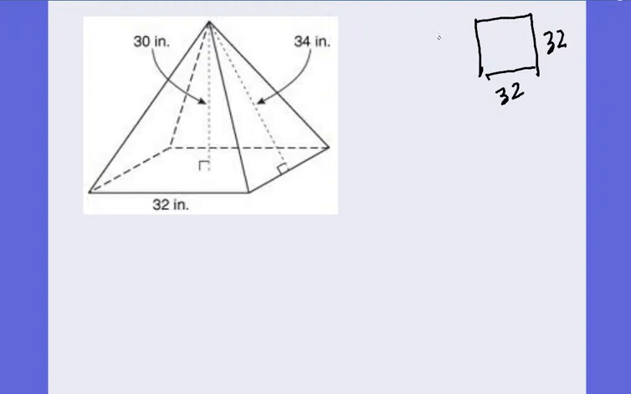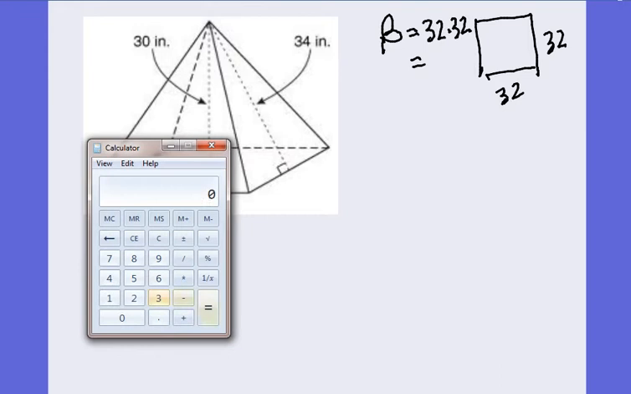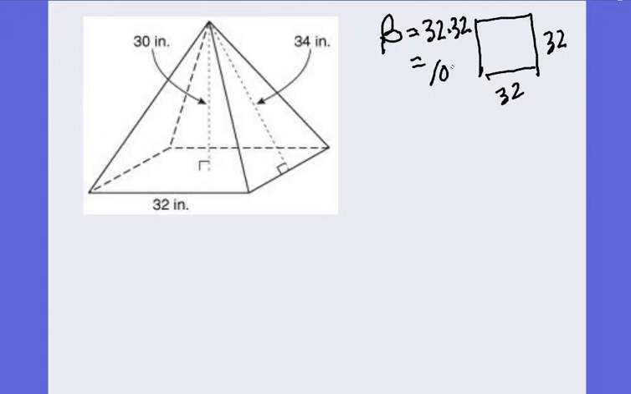In order to find the area of my base, I'm going to have to multiply 32 times 32. That's how I find the area of a square. So 32 times 32 gives me 1024. The area of the square is 1024. That's my base shape. So to find volume, I'm going to do the area of my base multiplied by the height of the pyramid.